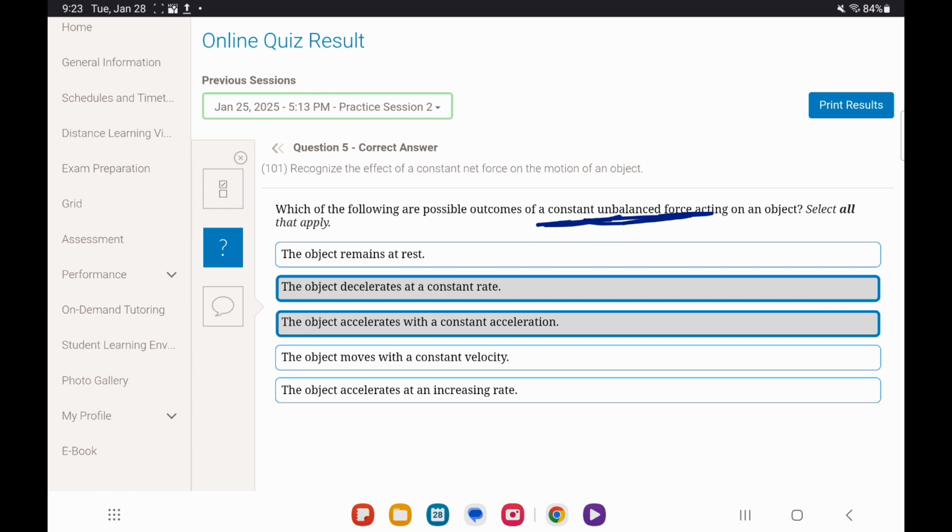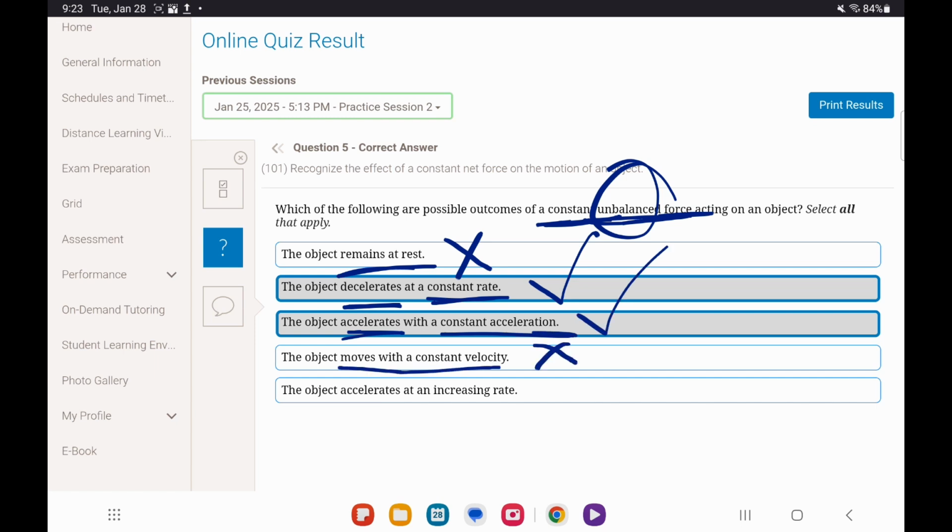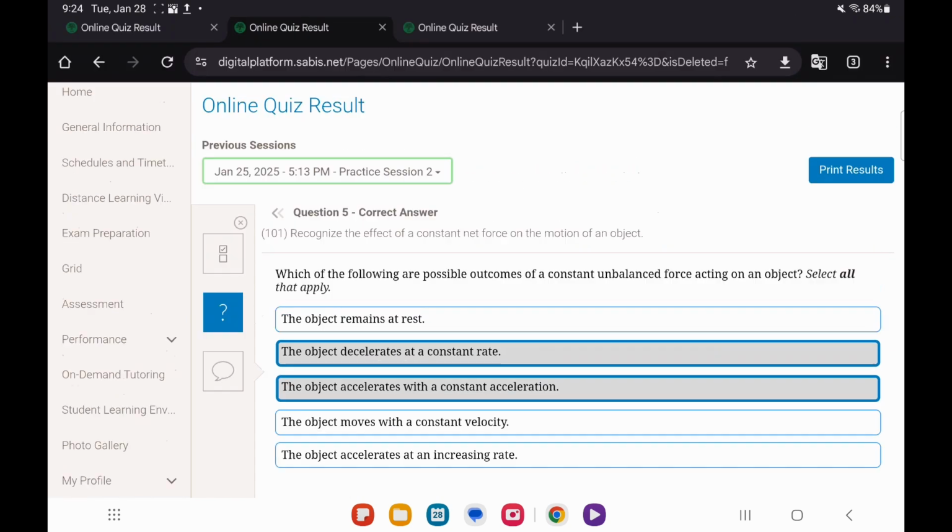Okay, so here it says object remains at rest. That's a complete no because they said unbalanced. Here, decelerates with a constant rate, then yes. Accelerates with a constant acceleration, then yes. Moves with constant velocity? No, it doesn't move with constant velocity, it accelerates or decelerates. And accelerates with an increasing rate? No, it has to be a constant rate. Okay? And that's 3.11. Let's go to 3.12.